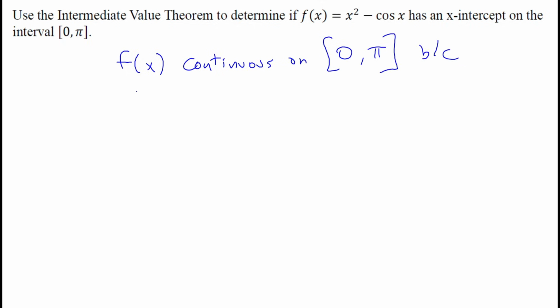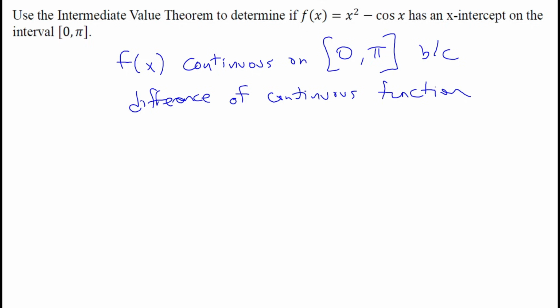Because it's just a difference of continuous functions, right? X squared is continuous, it's polynomial, and the cosine function is continuous because it's a sinusoidal function. Sinusoidal functions are continuous for all real numbers.